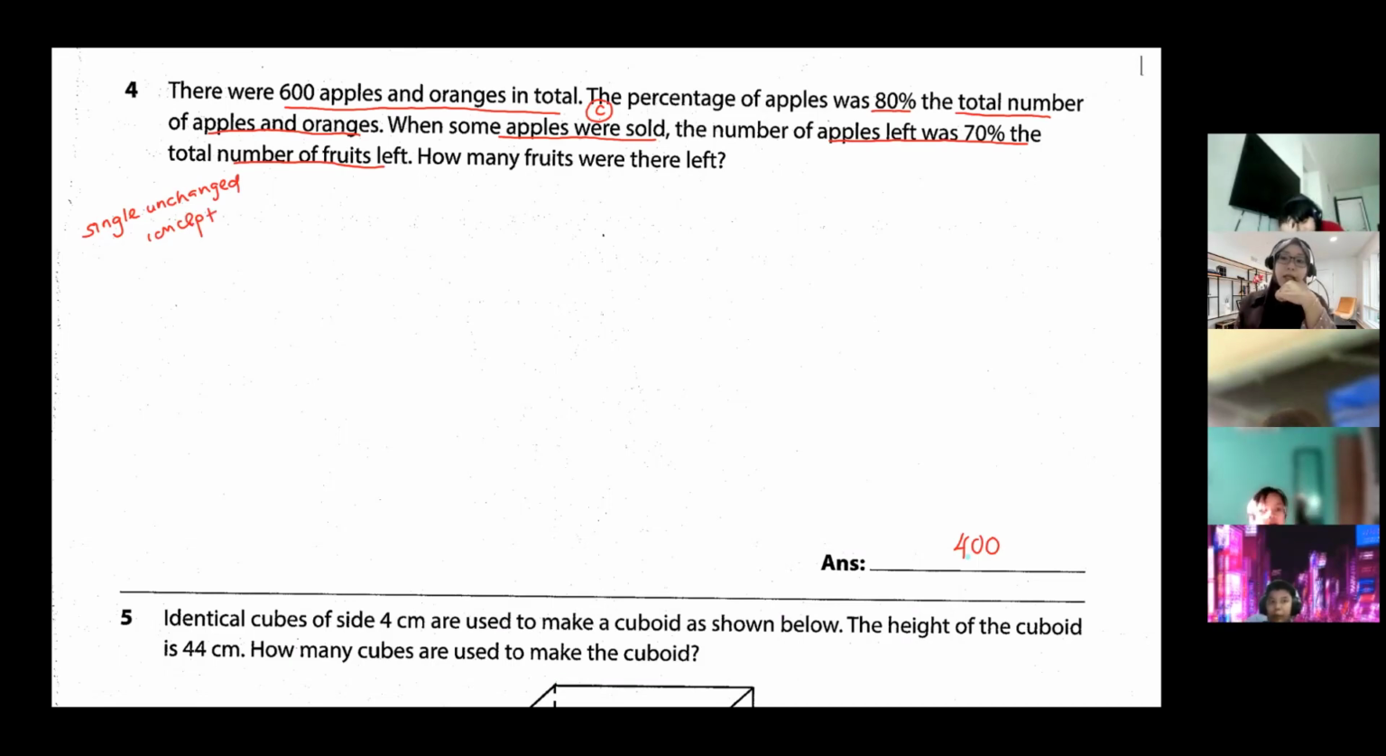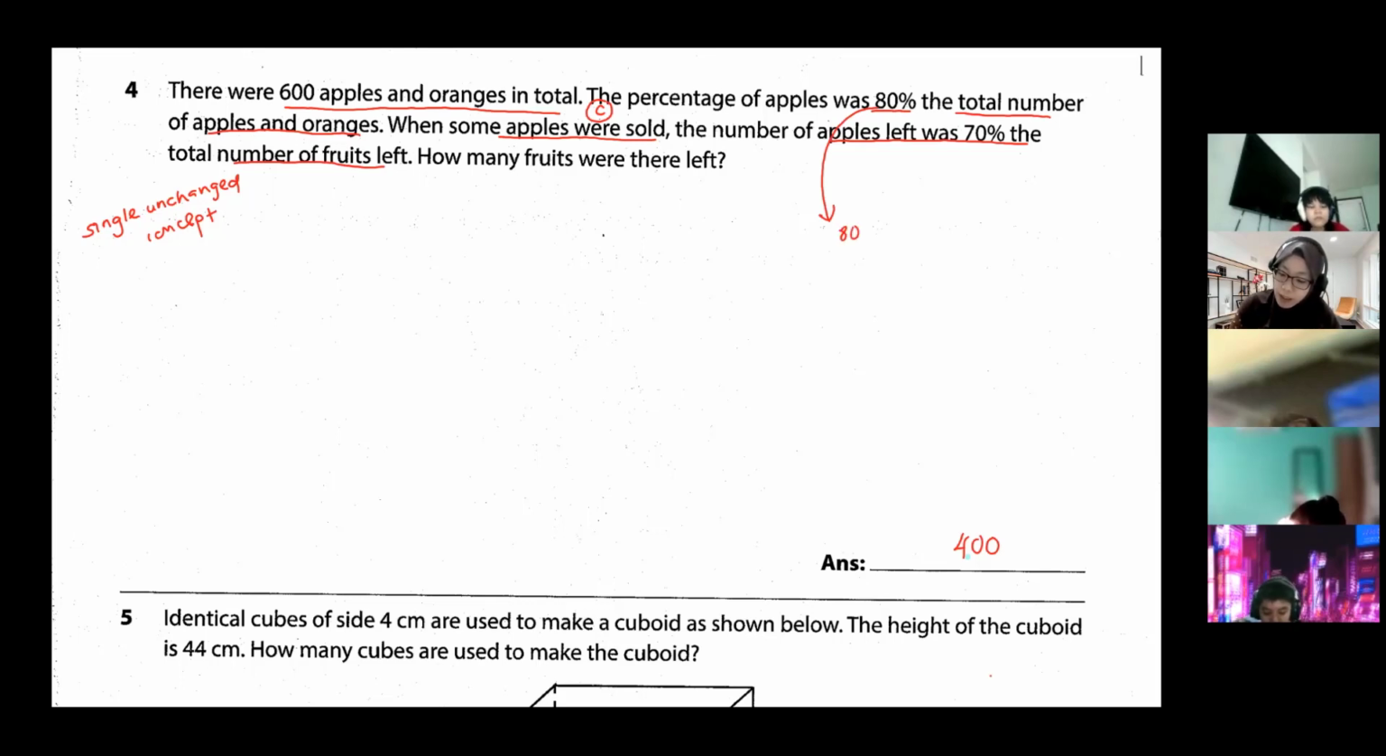If I want to apply the single unchanged concept, which means I need to do the BCA method, I need to identify the BCA first, right? Before I can do that, I have to change all my percentages into units first, right? So I have my 80%, this one. Let's change it into a unit.